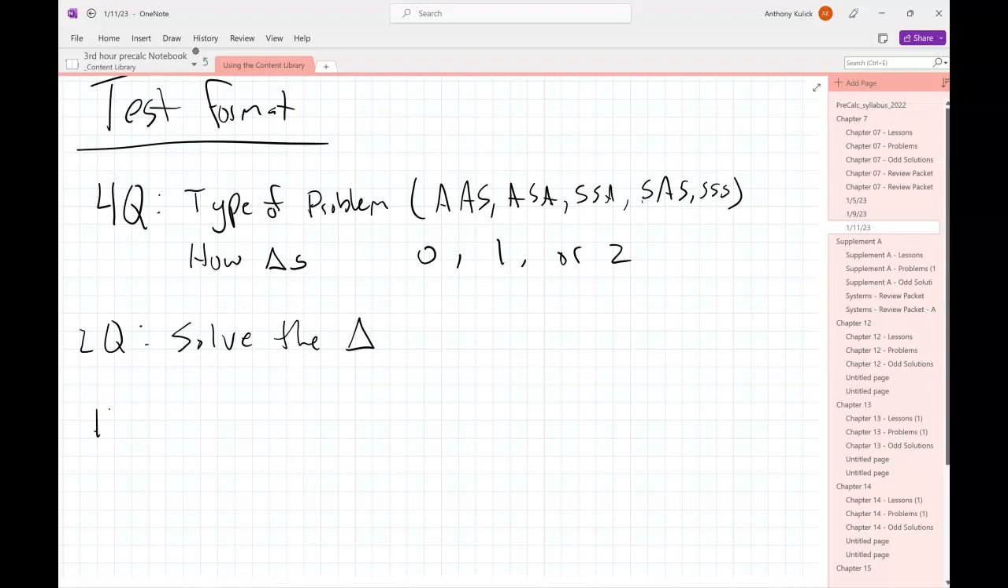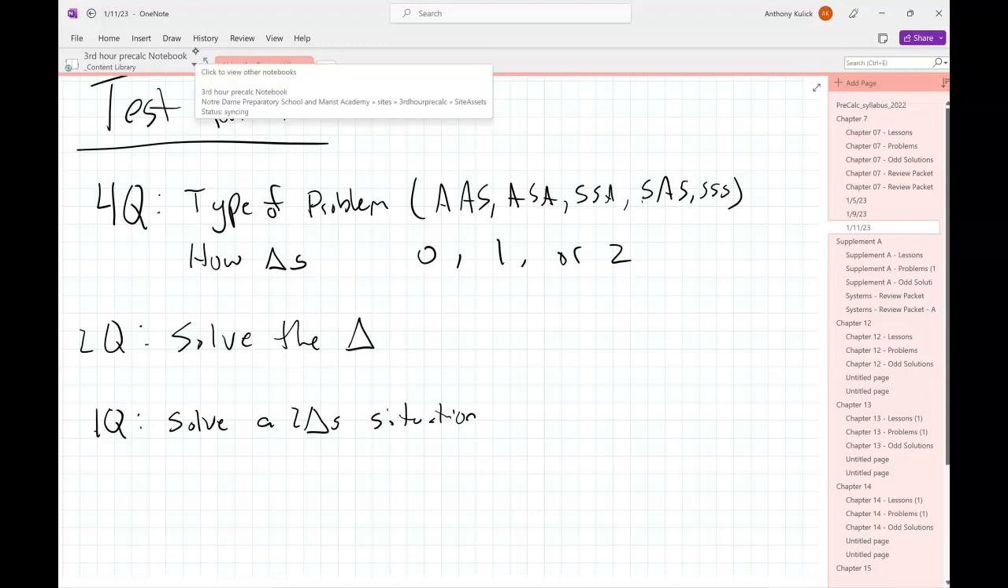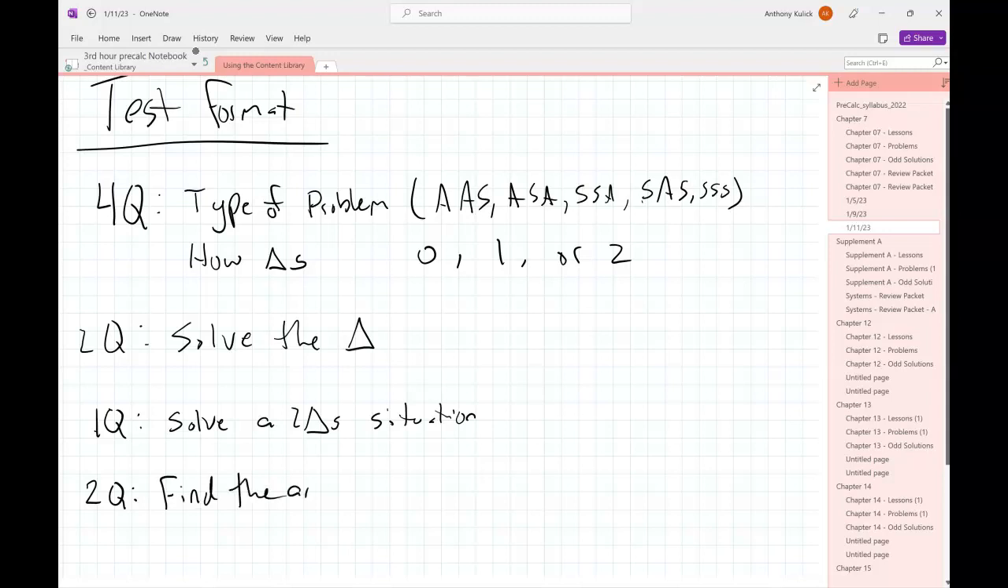We have one question where we ask you to solve a two triangles situation, much like that homework problem 12 that Dwan asked about, where I've told you there's two triangles here. And two questions where we ask you to find the areas of the triangle.